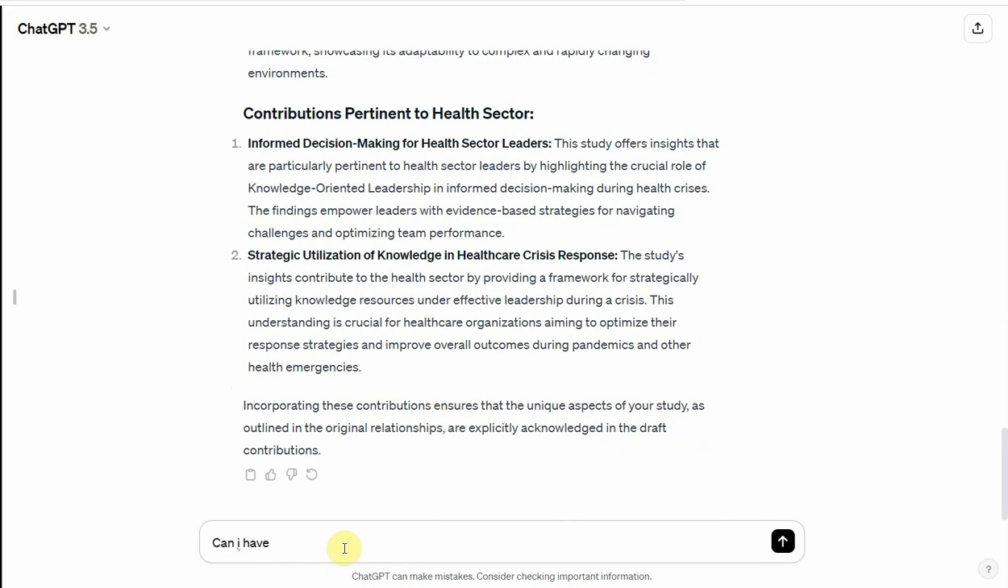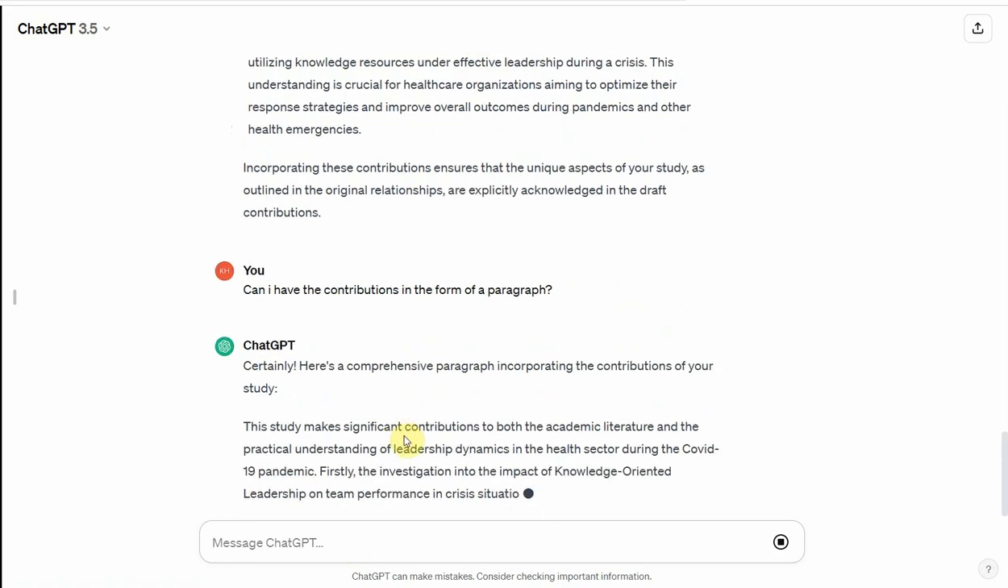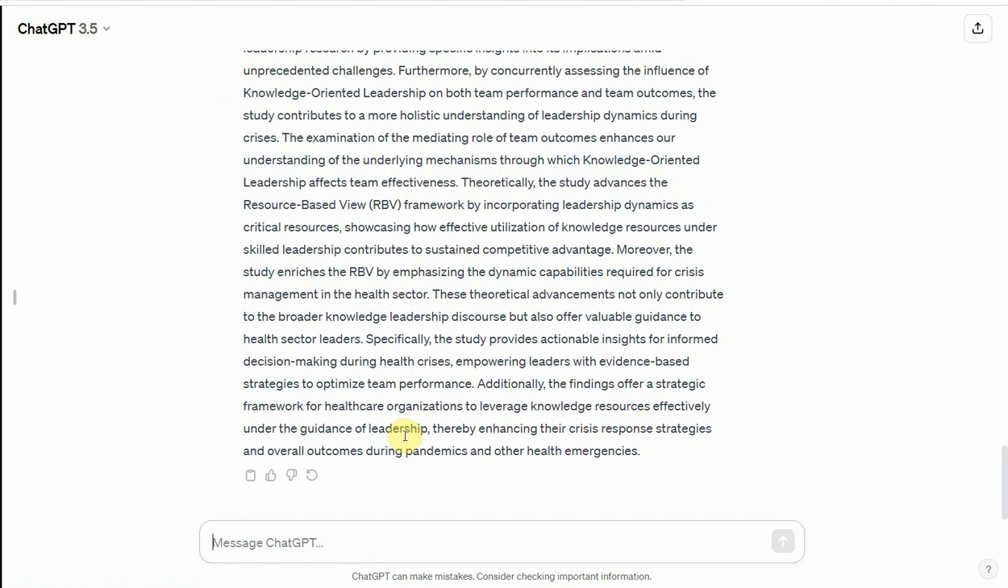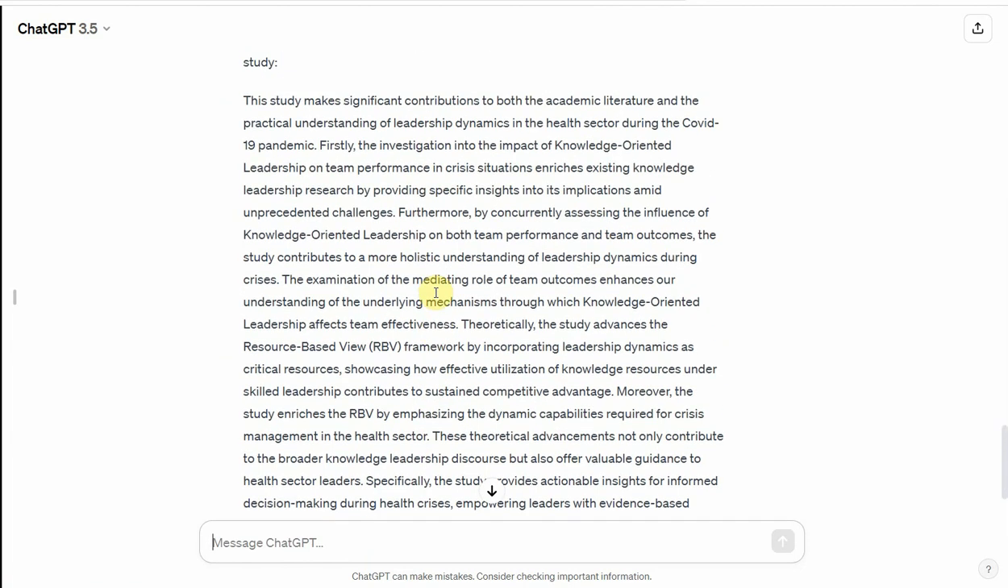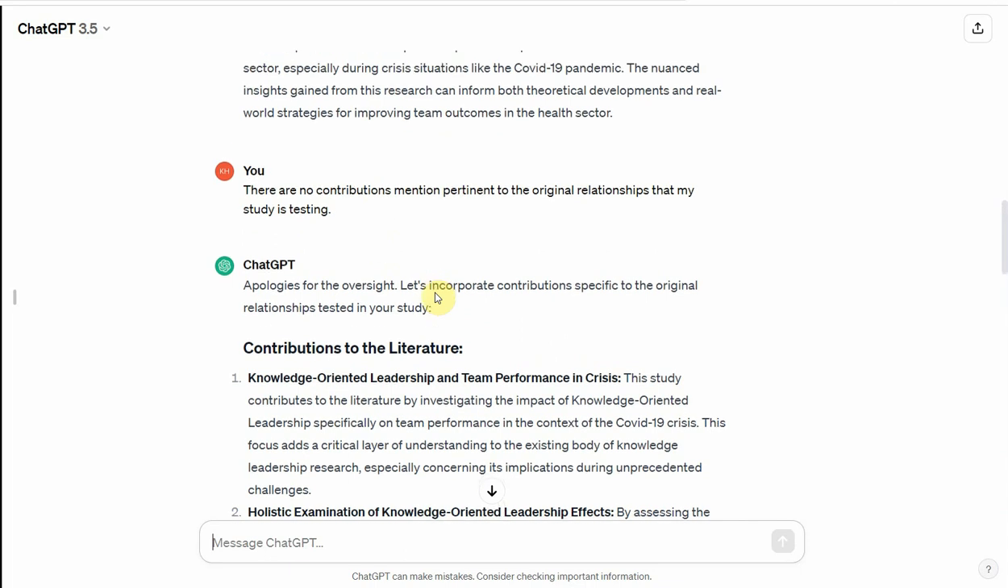Can I have the contributions in the form of a paragraph? Let's see if we can get a paragraph out of it. Now here is the paragraph. Now if you know how they are normally written but you are having problem phrasing it, this is a good tool for it. Now read and see if it meets the objectives of your study. And this is how you would like it to be phrased. So this is how you can use ChatGPT to generate the contributions of your study.